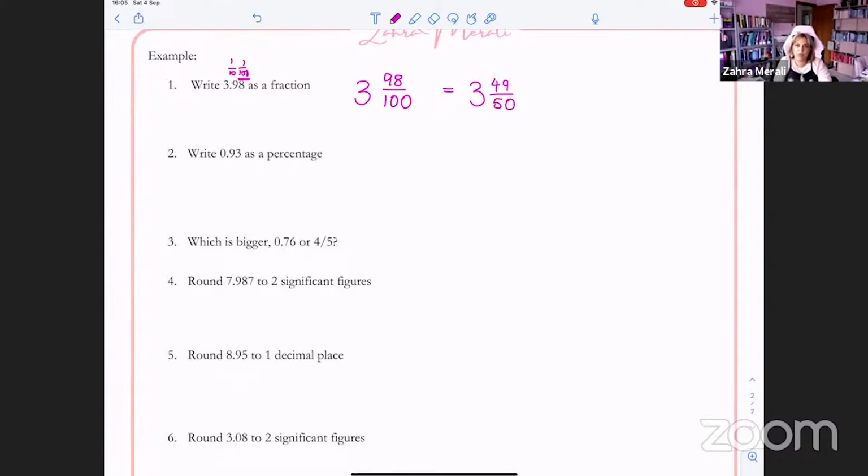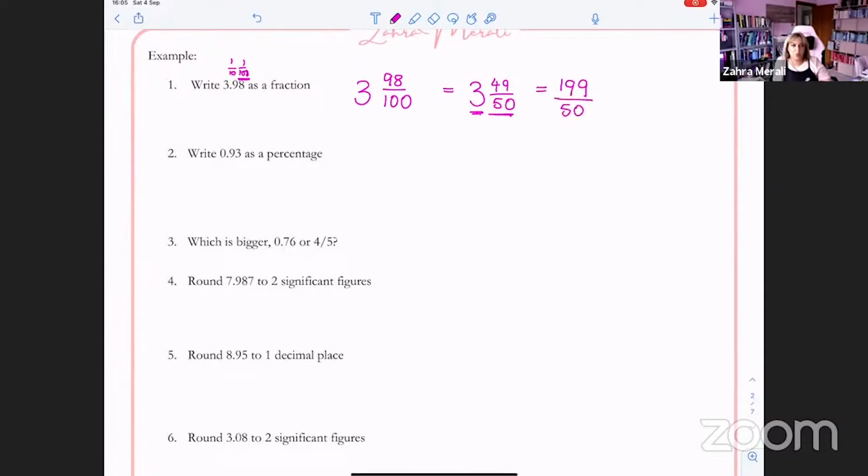Okay, so we're writing something as a fraction. We've got a whole bit and the bit of the fraction. If we had to write it as a mixed number, so a top-heavy fraction, once we'd simplified it, 3 times 50 gives us 150. Add the 49 to it, which is going to give you 199 over 50.